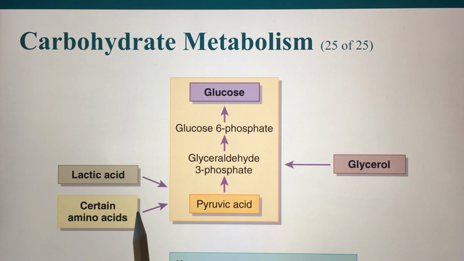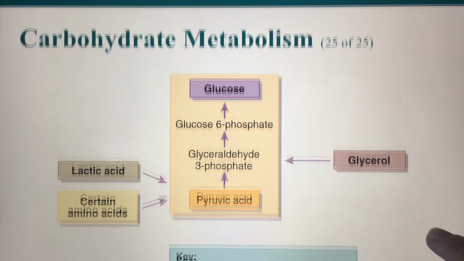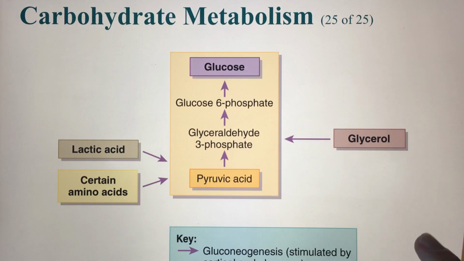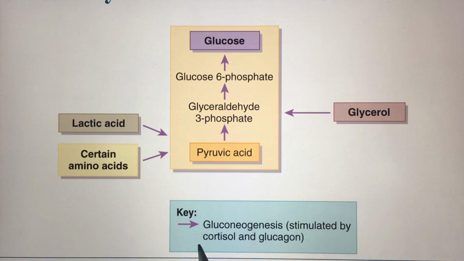Certain amino acids can be used to make glucose, and glycerol that comes from fat can be used to make glucose. This is called gluconeogenesis. So there are 3 ways to make glucose from 3 different types of molecules. Gluconeogenesis is stimulated by cortisol and glucagon primarily. Also thyroid hormones, of course.